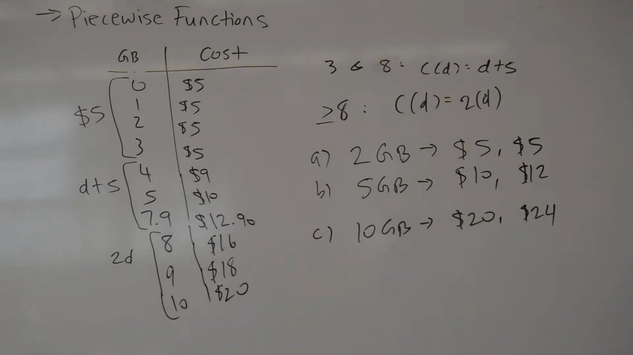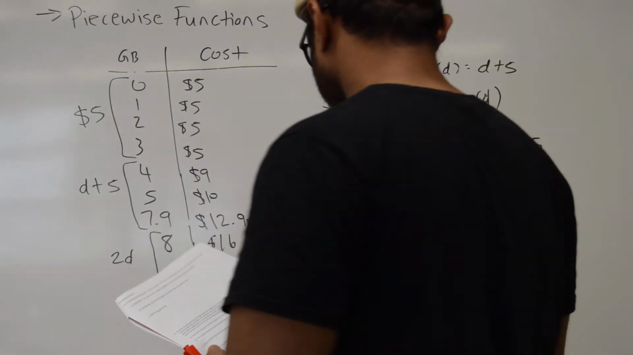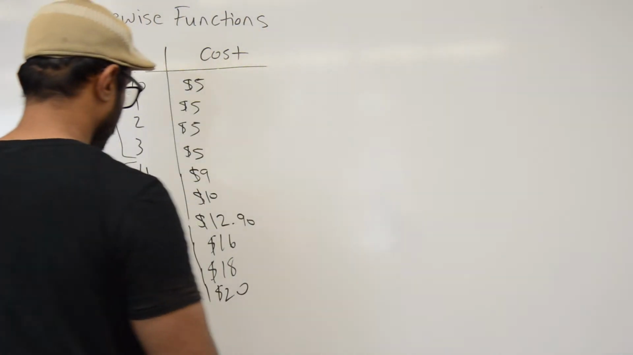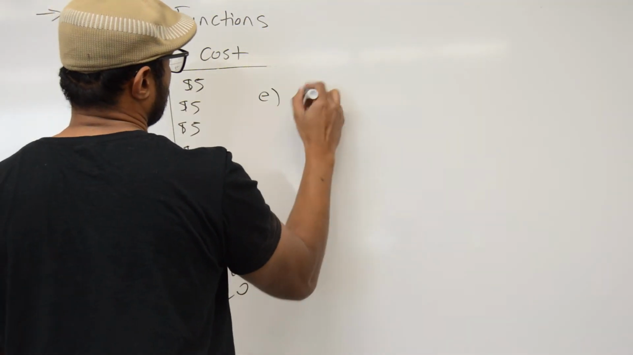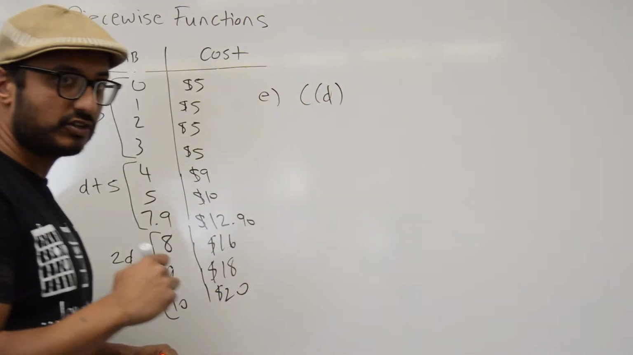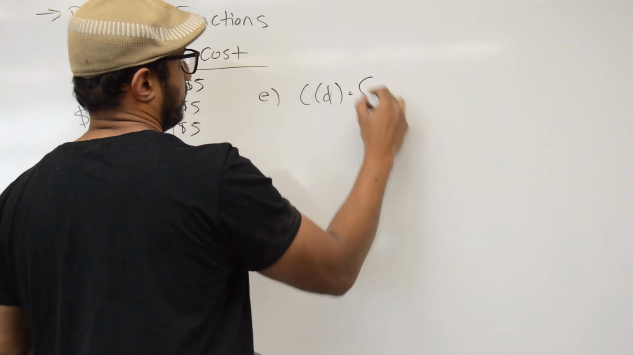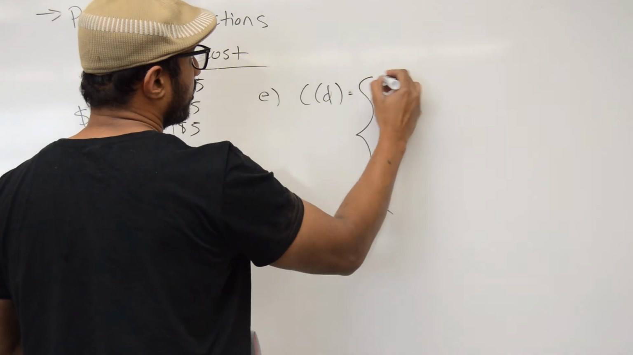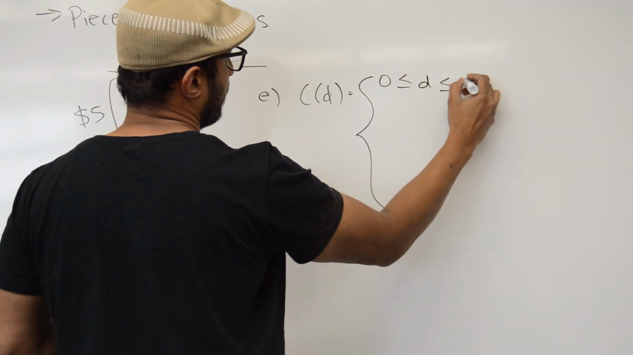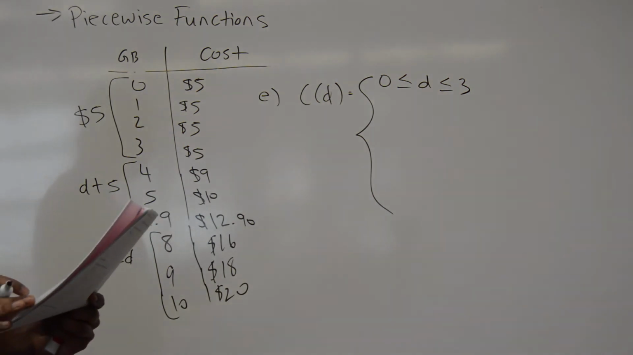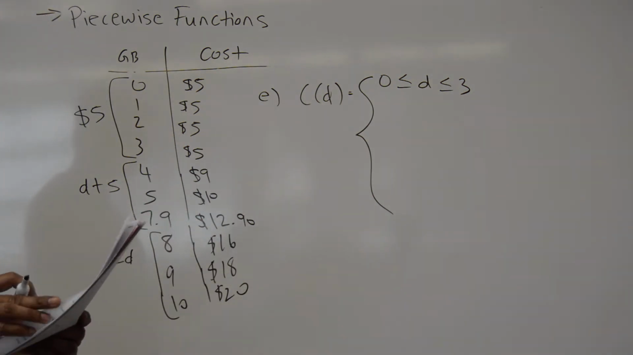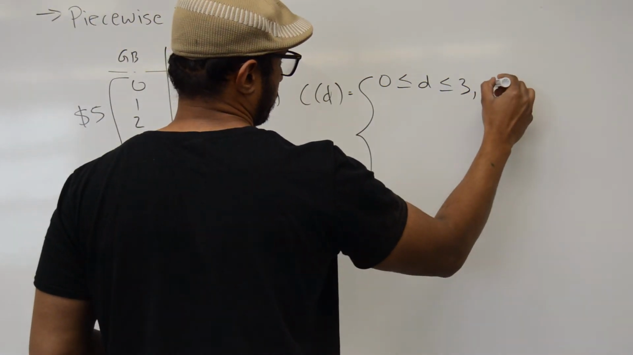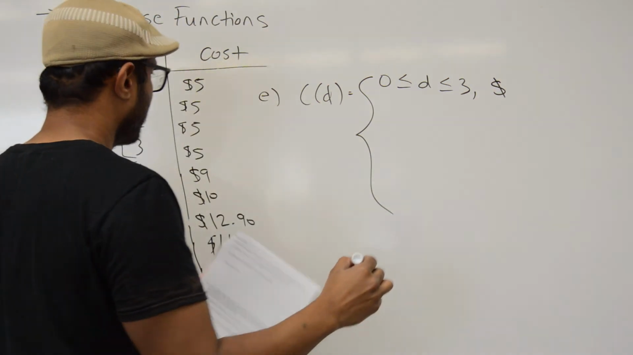Now the last part says, write a cost function C of D for this company. Now this part's going to be kind of tricky. So here's part E. The cost function for this company is going to look like this. It's going to get split up into different functions. If you use between 0 and 3 gigabytes of data, then your cost is going to be $5.